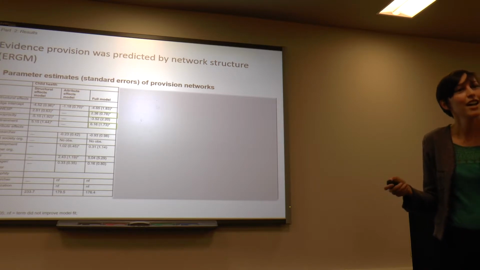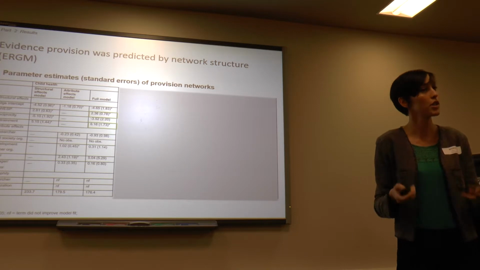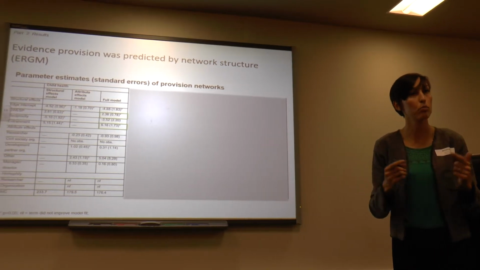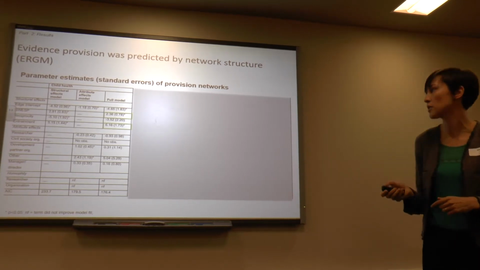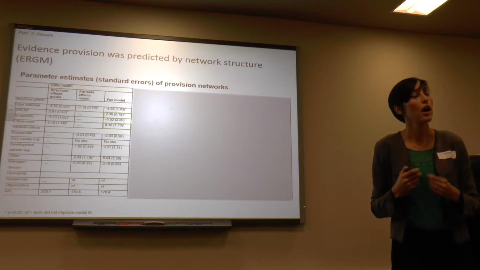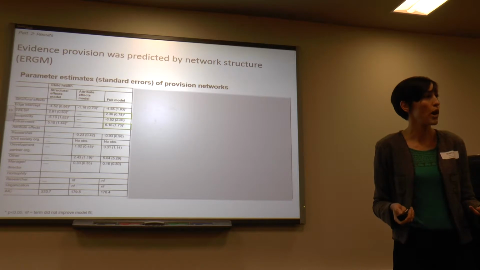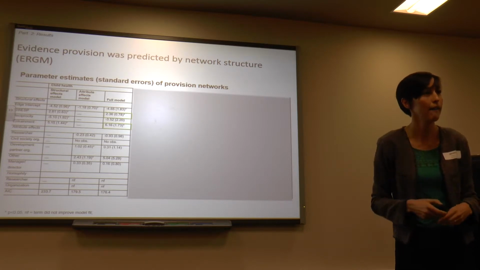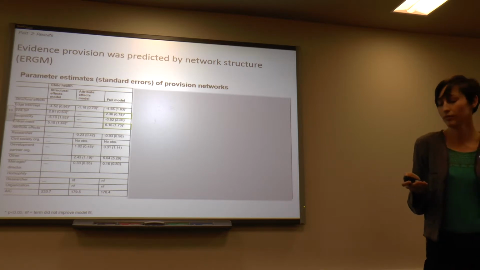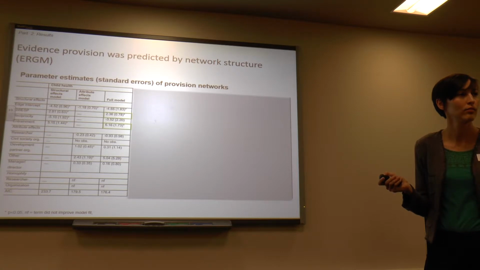So indeed, people were more likely to provide evidence in the child health network, or a provision tie was more likely to form if it closed the triangle. Okay? So people are providing evidence in order to close triangles. The entrainment term is also significant. So a provision tie is more likely to form if there's already a request tie between those people.